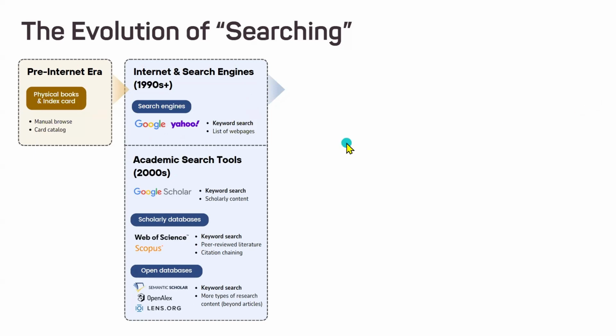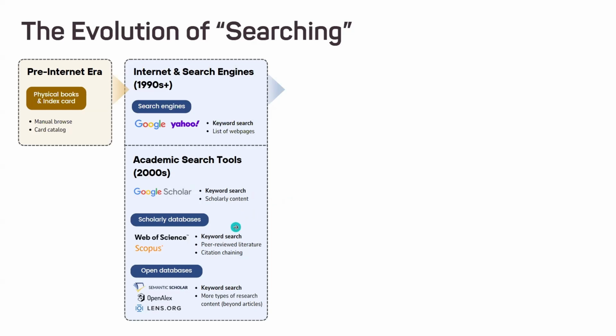And at the same time, later in the 2000s, we have the academic search tools, and a very typical one is Google Scholar, which we are still using today. Again, Google Scholar is using keyword searching, and the difference here is we are now getting the scholarly content out of it. But again, it's a list of articles, a list of results, in terms of the format we see in the output.